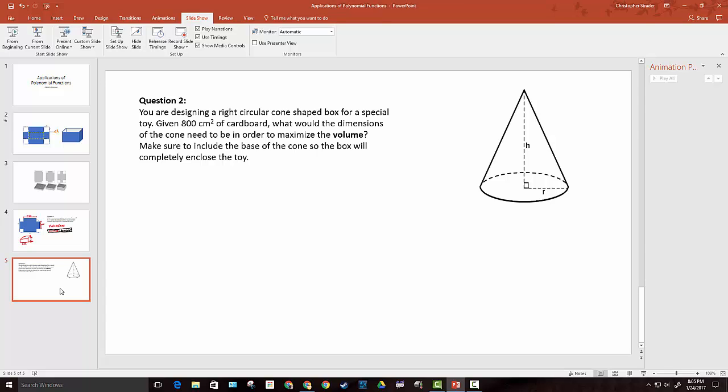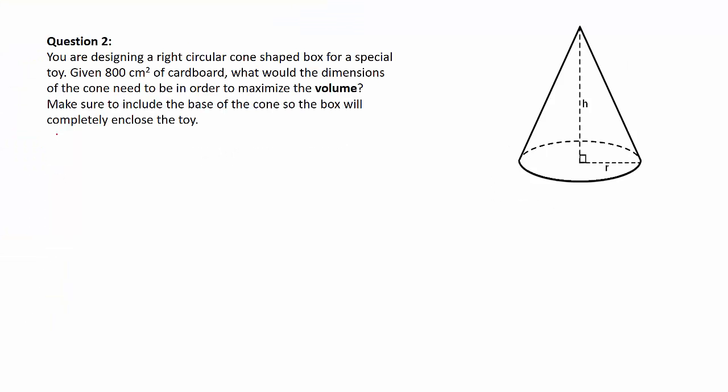So let's start with the surface area of a cone. The surface area of a cone is the base, and notice it's set up here. Make sure to include the base of the cone so the box will completely enclose the toy. The base is a circle, so we have pi r squared. And then we have the lateral part of the surface area. That's called pi r L. And a reminder that L is this slant height right here.